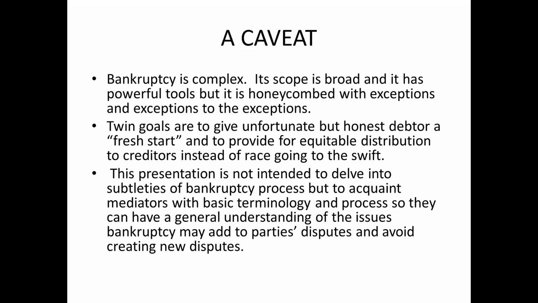The main things to remember about the Bankruptcy Code is there are two goals that it really serves. One is to give the unfortunate but honest debtor a fresh start. The fresh start is a critical principle underlying the Bankruptcy Code. The second is to provide equitable distribution of assets to creditors so that you don't have the fastest creditor go in, dismember whatever there is to take, and everybody else is left with nothing. The idea is that it's going to be an equitable distribution according to the priority system that's set forth in the Bankruptcy Code, and similarly situated creditors are treated similarly.